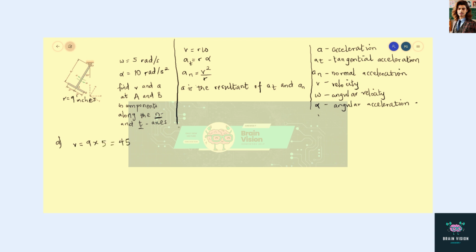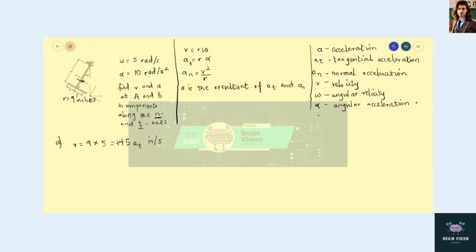Now let's calculate the direction. We can see that the angular velocity is directed in this direction, which is along the positive t axis, so our answer is going to be 45 et. This et just represents that it is in the t axis, plus 45 et because it's in the positive t axis. And don't forget your units, inches per second.